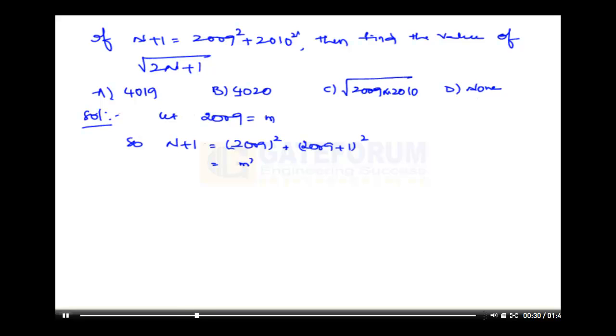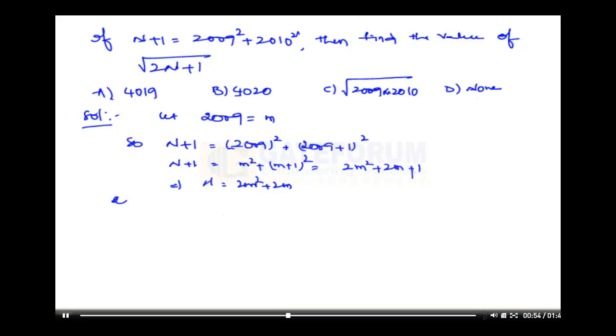That implies m square plus m plus 1 whole square, which results in 2m square plus 2m plus 1. As m plus 1 whole square is m square plus 2m plus 1, already m square, so 2m square. And this is n plus 1. So by cancellation of 1 and 1, we will get n is equal to 2m square plus 2m.